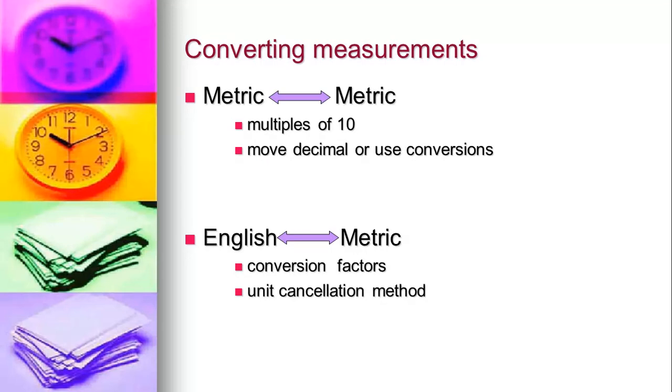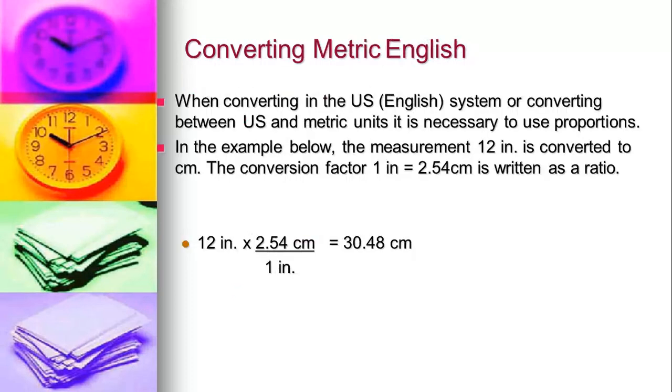So converting measurement tayo from metric, pag metric to metric, multiples of 10 yung gagamitin natin, or move decimal or use conversions. Kapag naman English to metric, we use the conversion factors o yung mga numeral conversion factors natin. And then, gumagamit tayo ng cancellation methods. When converting between US and metric units, it is necessary to use proportion.